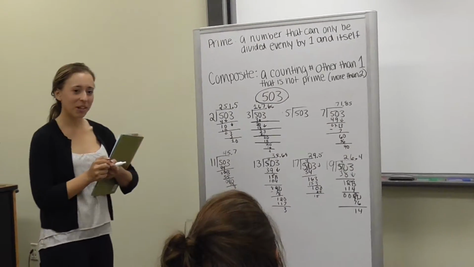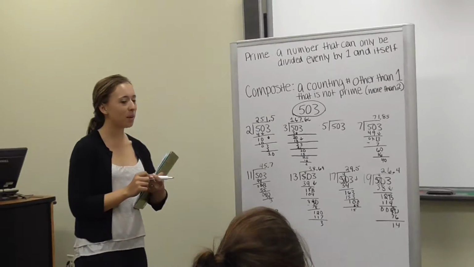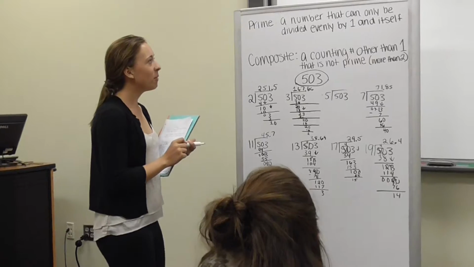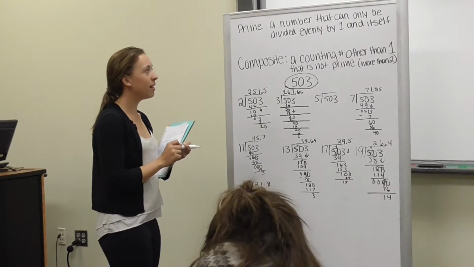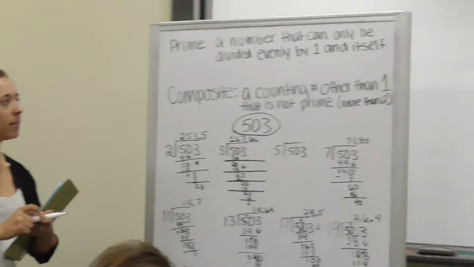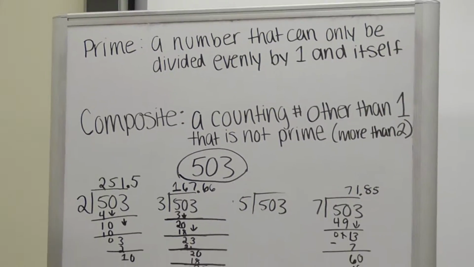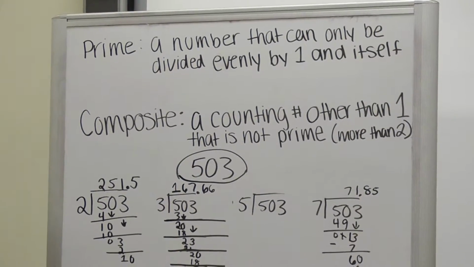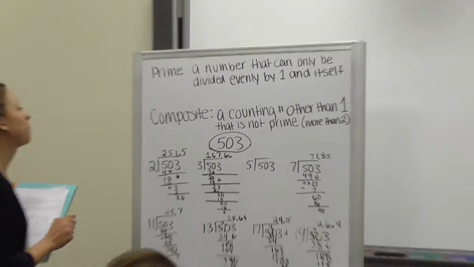Today we're going to be talking about prime and composite numbers. What are prime and composite numbers? A prime is a number that can only be divided evenly by 1 and itself. And a composite number is a counting number other than 1 that is not prime, meaning it can be divided by 2 or more numbers.